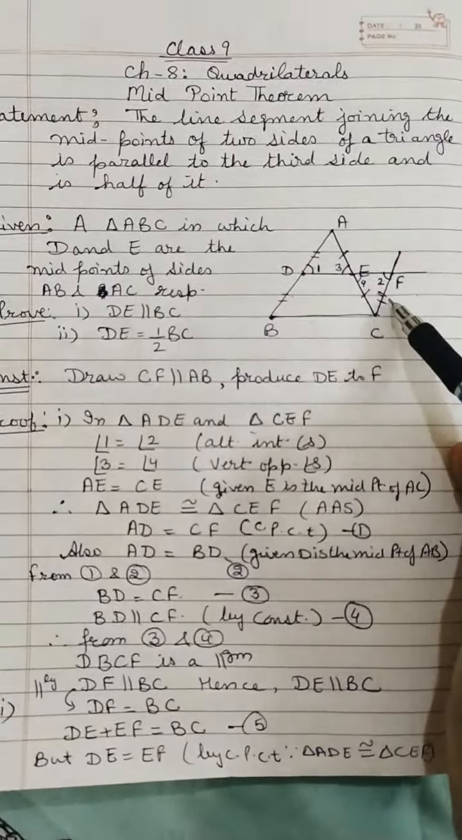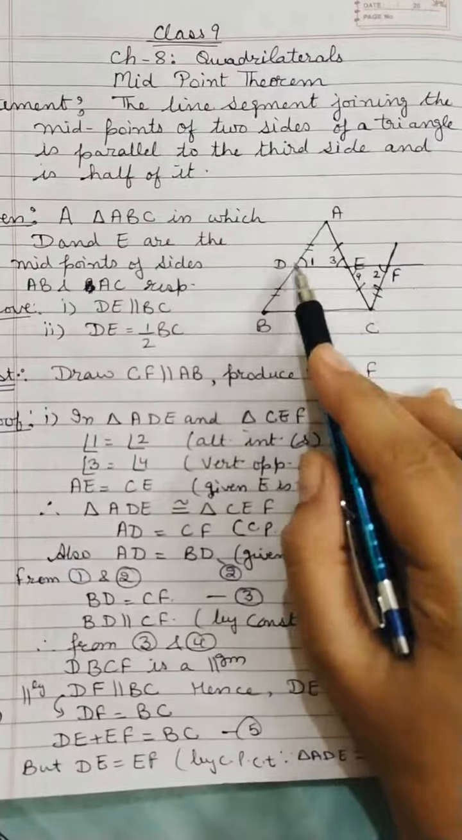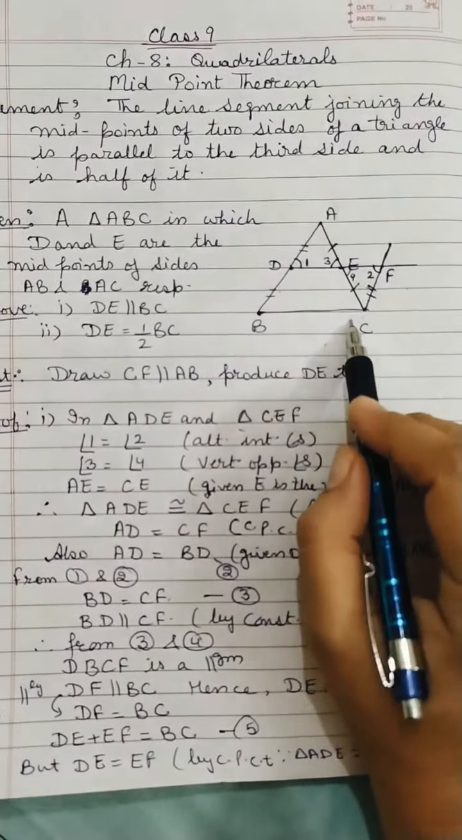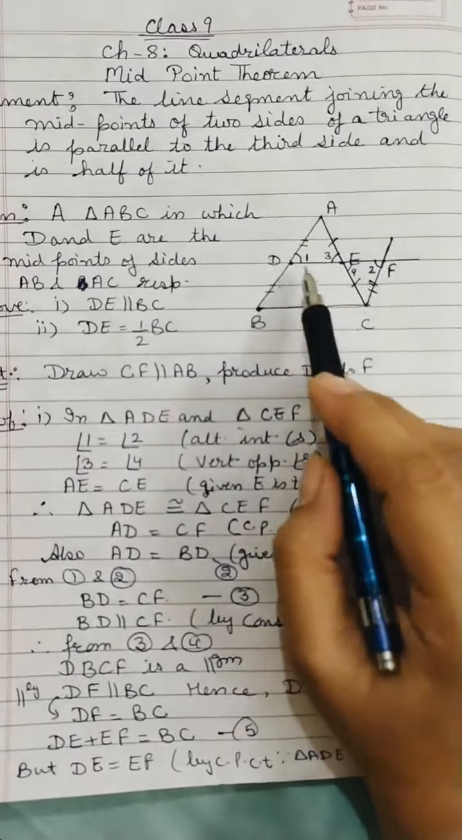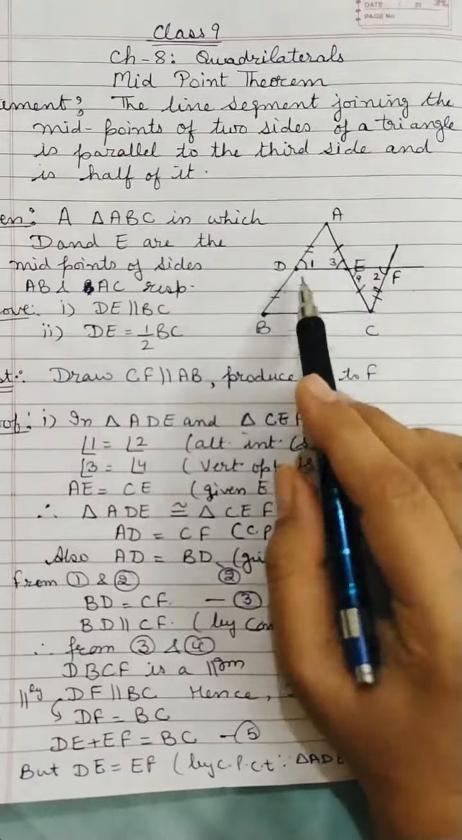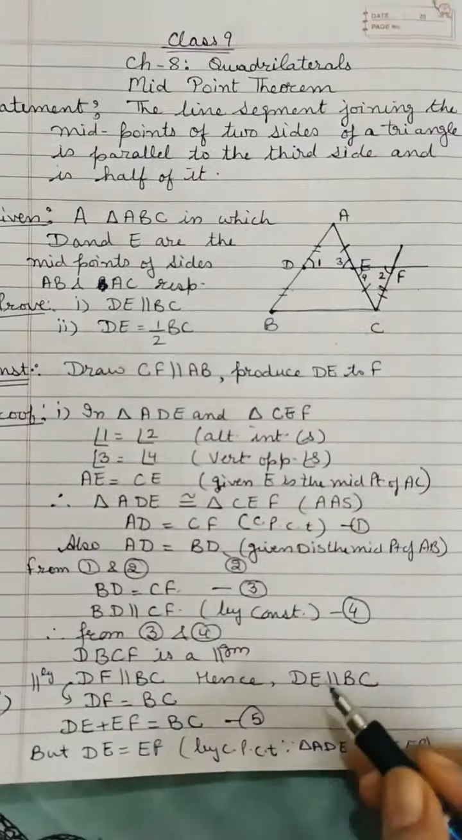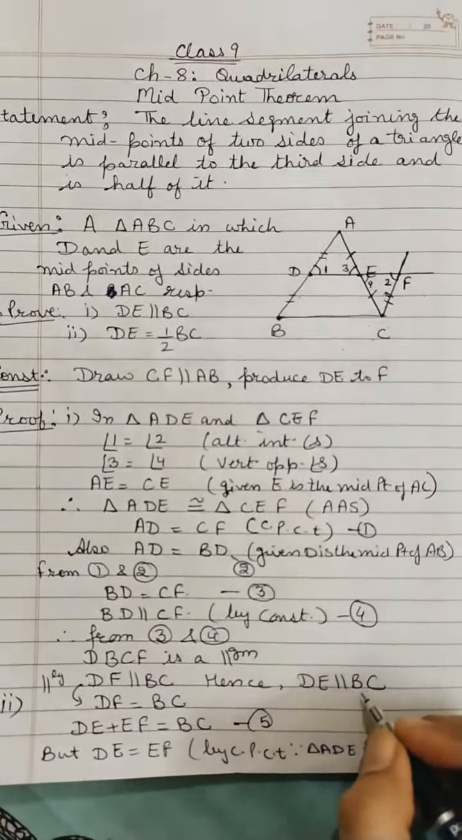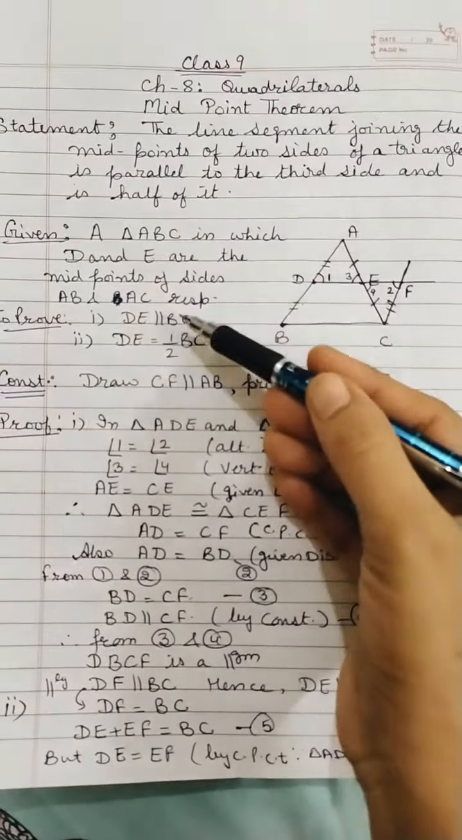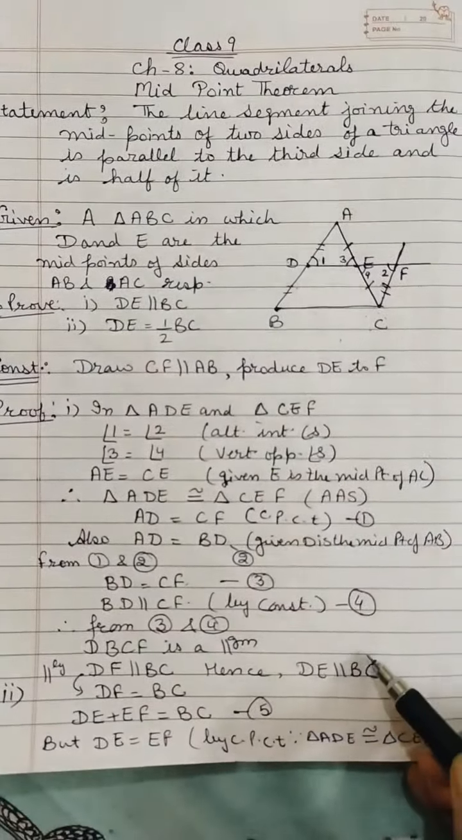Already we have done that DE is equal to EF by CPCT. So if the whole DF is parallel to BC, then its half will also be parallel. We are going to prove parallel first. So DF is parallel to BC, so DE is also parallel to BC. That was the first part of the theorem that we have to prove.